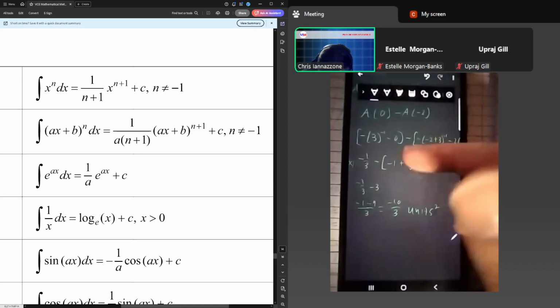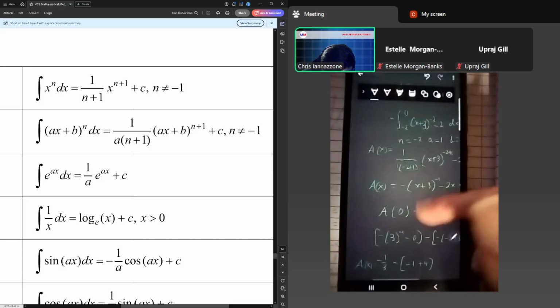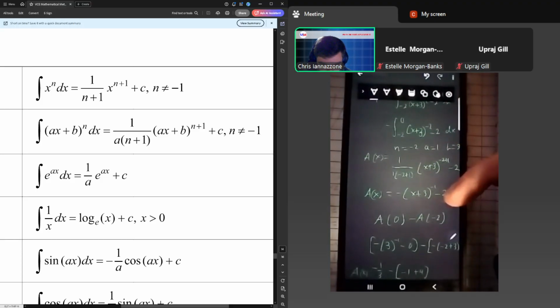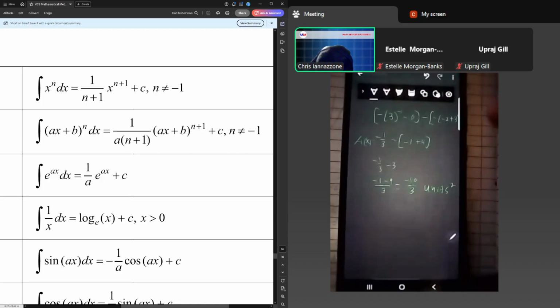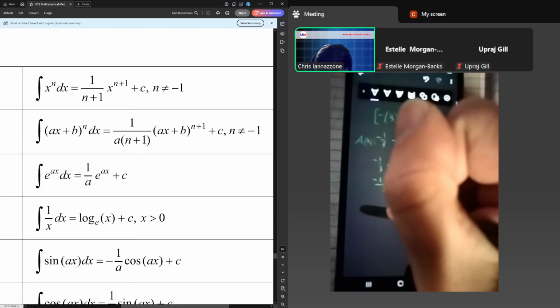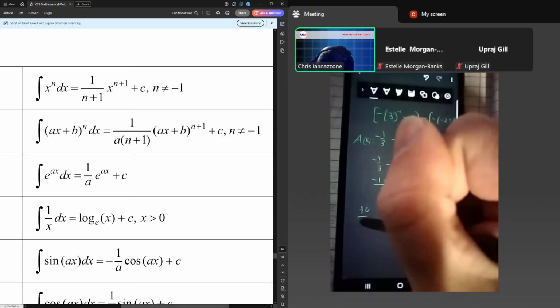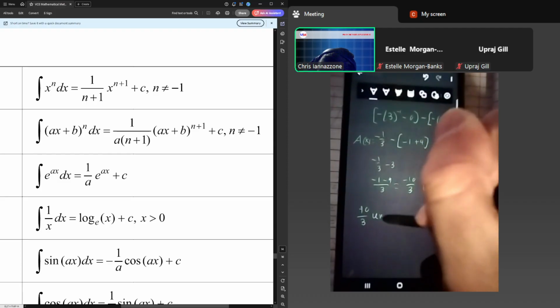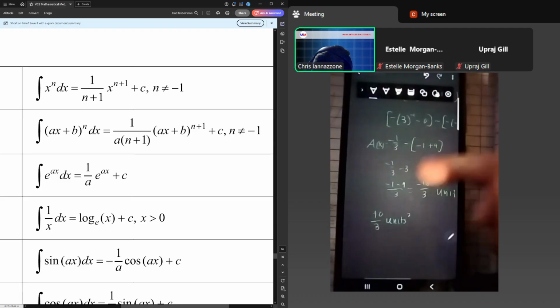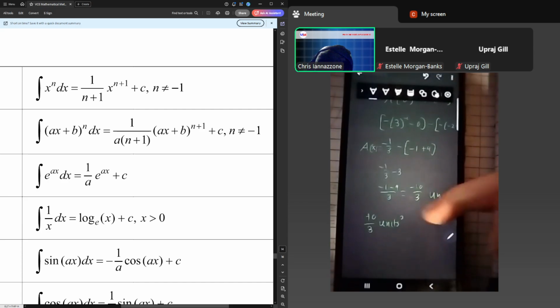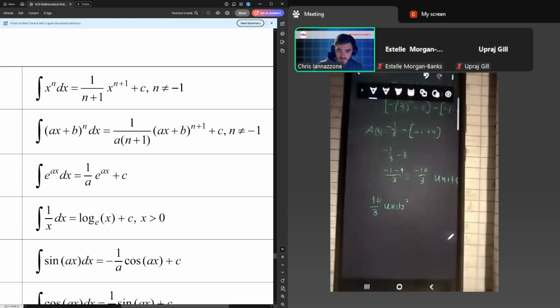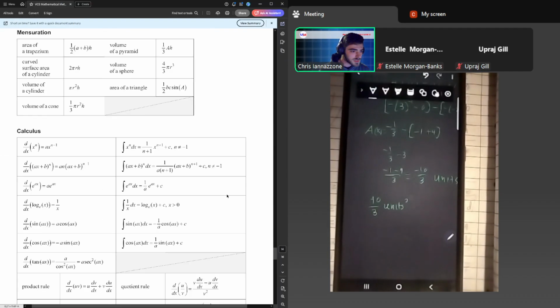Now that gives us the definite integral. Reminder that we had negative of the definite integral. So just making sure when you give your final answer, therefore negative of that gives you 10 on 3 units squared. Cool. All right. If there's anything to clarify further on that, let me know. Otherwise, we can jump on to the next one.